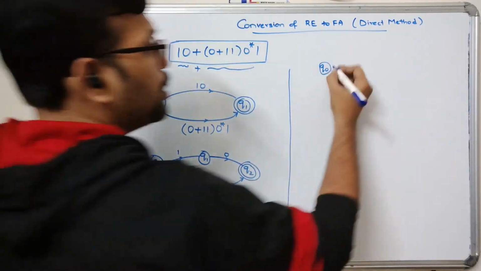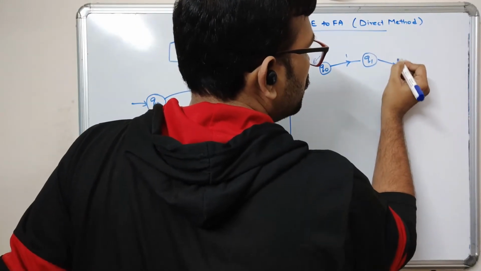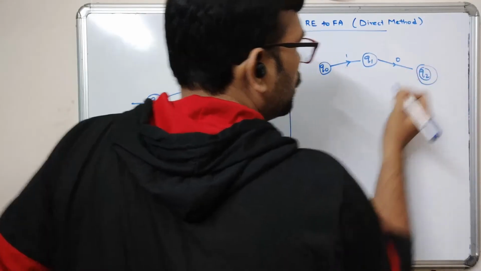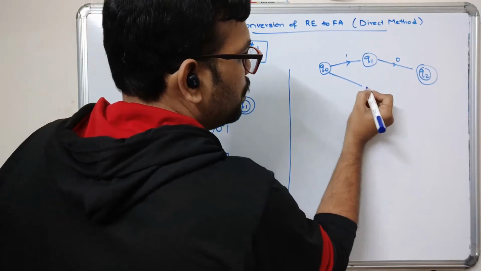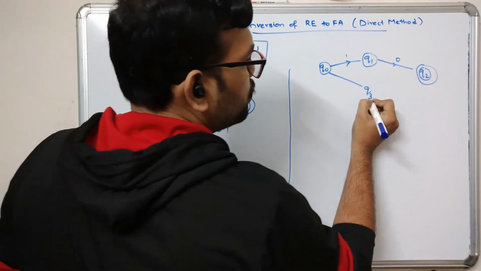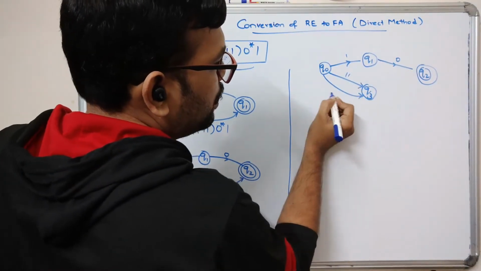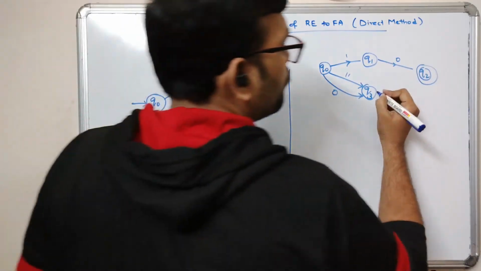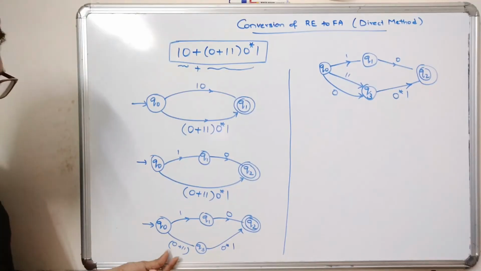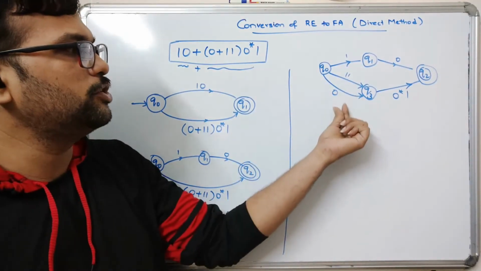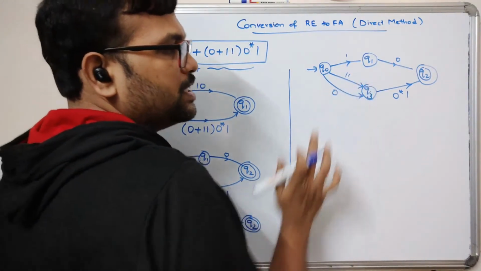Q0 upon 1 it moves to Q1, and upon 0 it moves to Q2. Now just divide this one, 0 and 11. So it moves to Q3 upon 11 and 0 upon Q3, and from here it moves to 0 star 1, right? So hope you understood. 0 plus 11, again I am dividing it into 0 and 11. Now divide this one, 11, that is a concatenation.